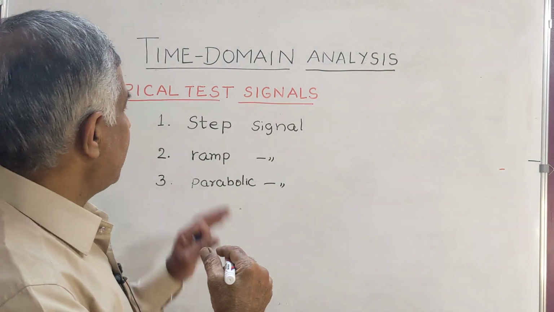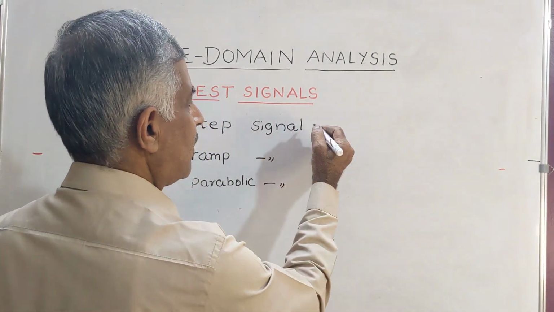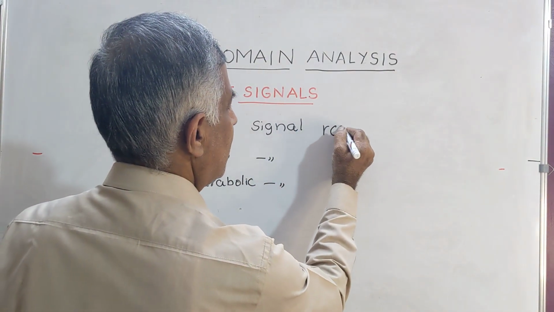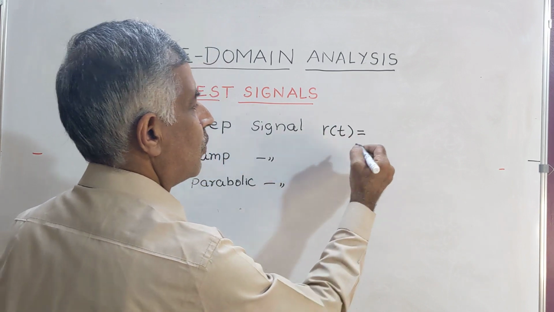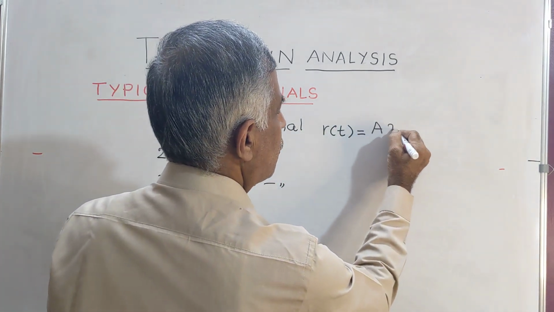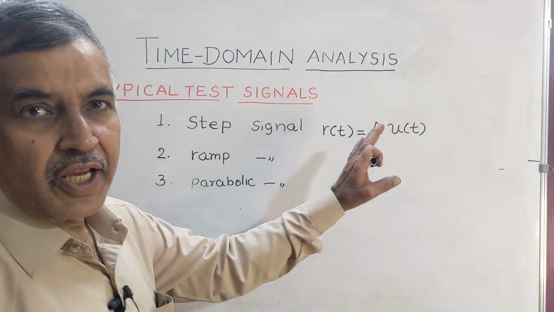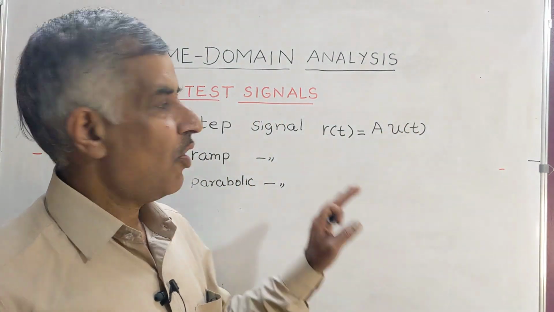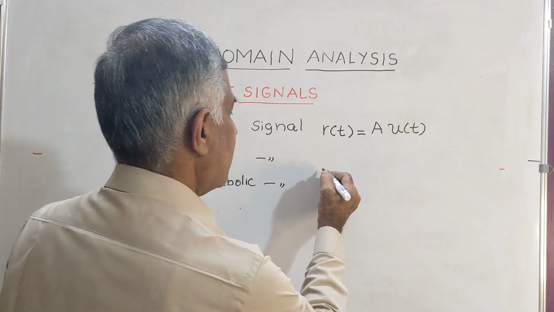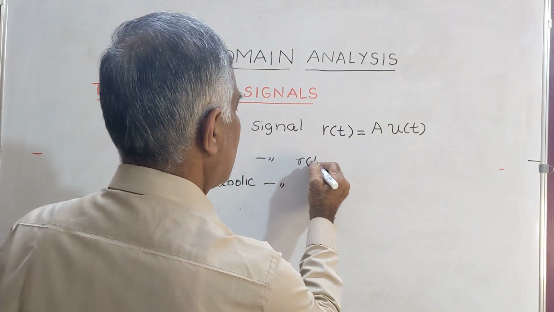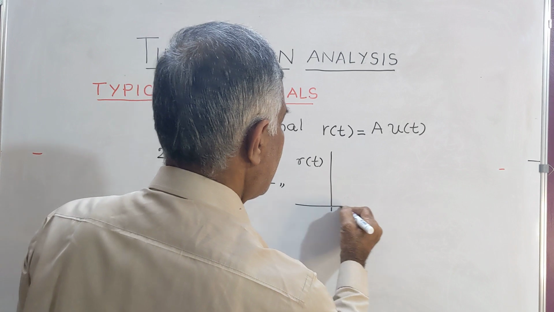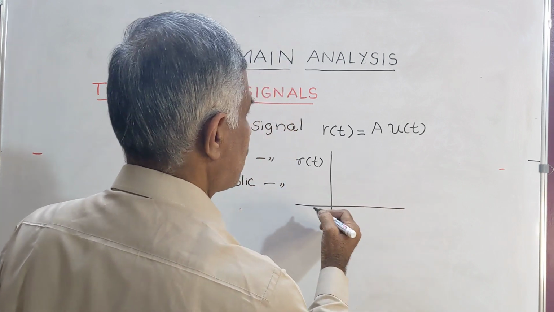Now I will explain step signal. So step signal is written as r(t) = A u(t). In the network analysis, you have come across step signal. So how will be step signal? Step signal is sketched like this.